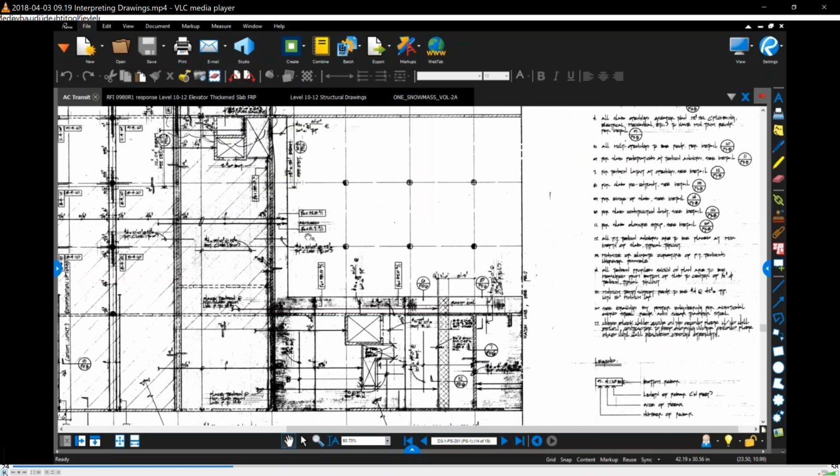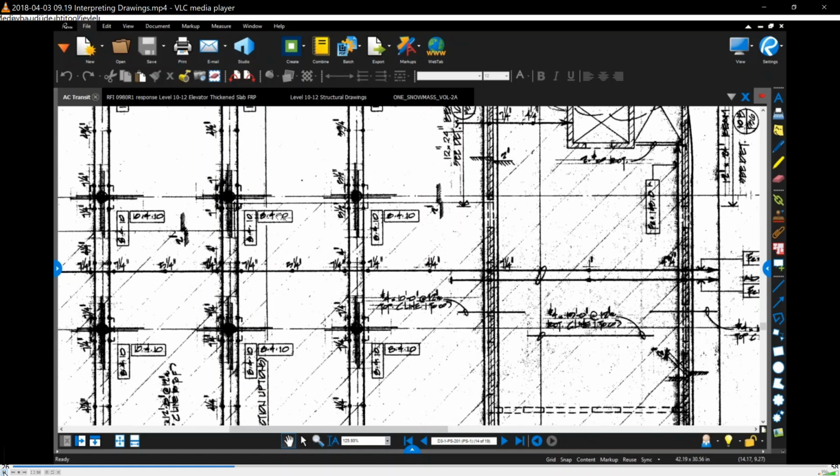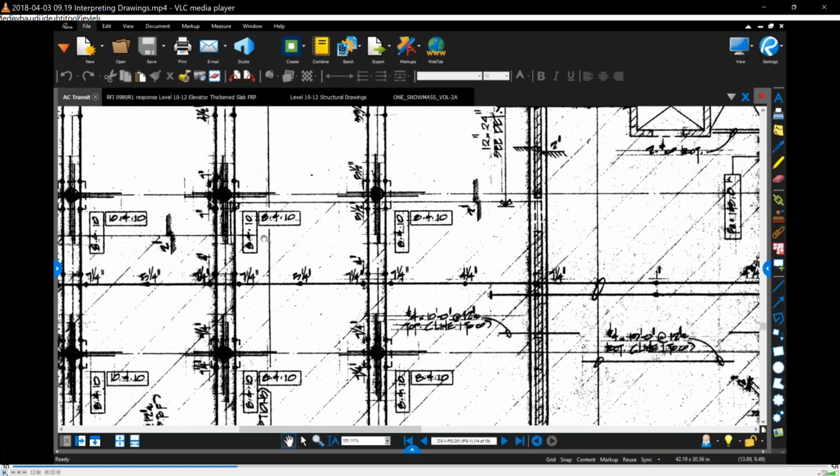I do know from my time at Watchery that these are top bars, even though they don't have a T here, because they're right over the column. So this is 8 number 4s, 10 feet long in each direction. This call out goes for this bar, and this call out goes for this bar.